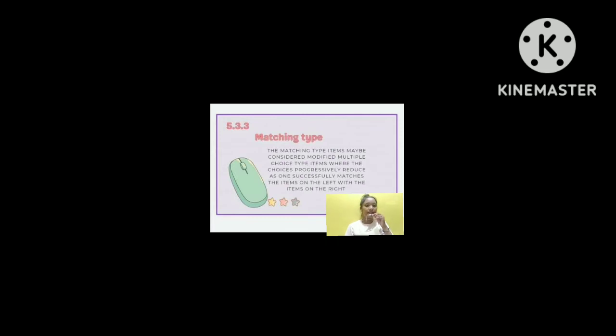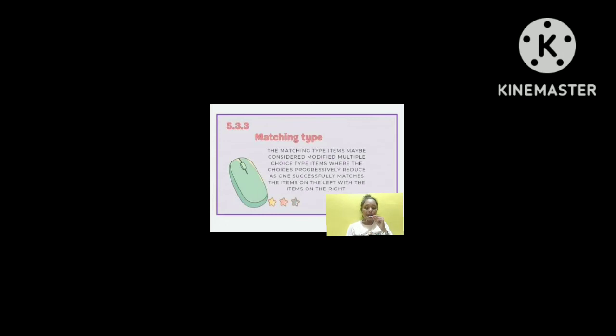Hello everyone. Ang i-discuss ko sa inyo is all about matching type and the guidelines for constructing matching type test. So first, I will discuss the matching type. The matching type items may be considered multiple choice type items where the choices progressively match the item on the left with the items on the right.